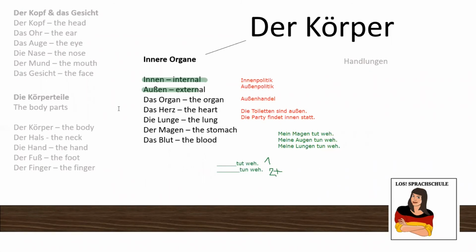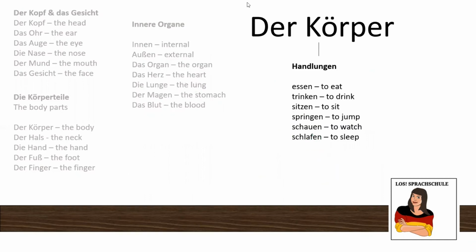Okay, and we go to the last one. Here we have some nice verbs, which we will talk about next time. And we also had some of those already. Essen, trinken, sitzen, springen, schauen, schlafen. I think the newest thing is maybe springen, to jump. We can say it with this example here. Er springt hoch. He jumps up.